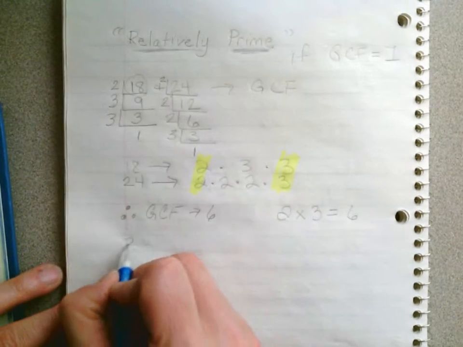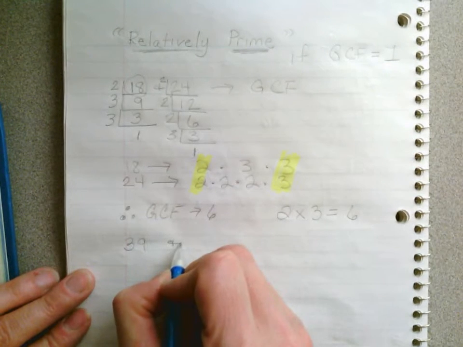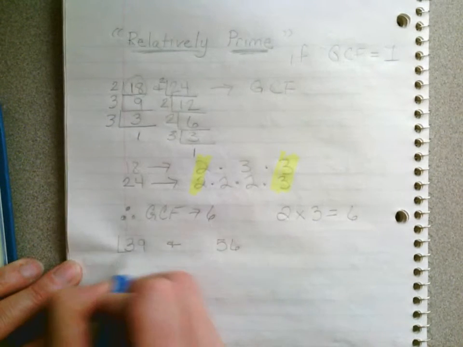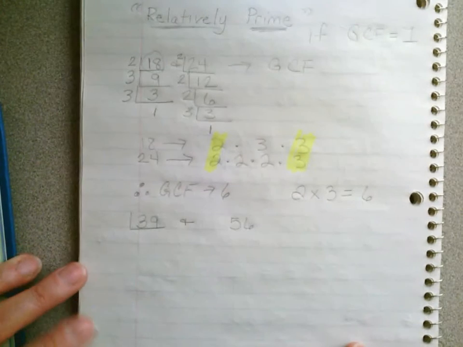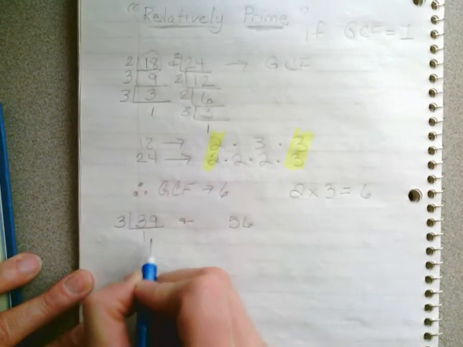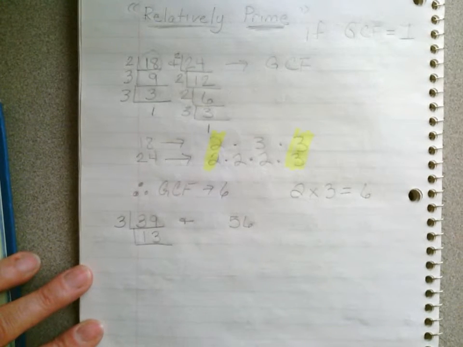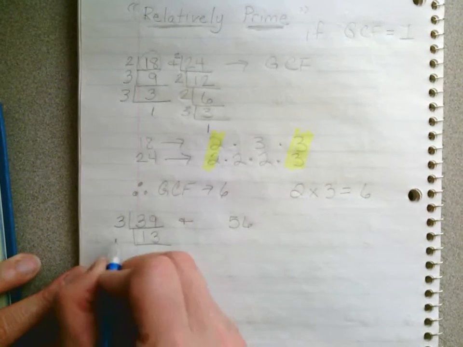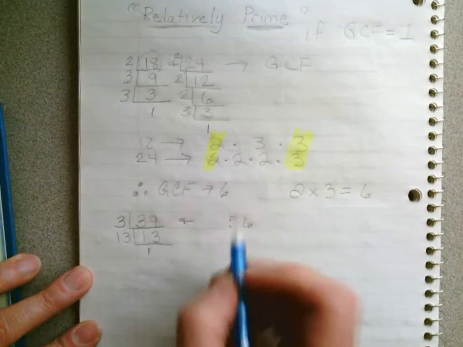Let's do 39 and let's do 56. Is 39 divisible by 2? Is it divisible by 3? What's the quotient? 13. 13 is a prime number, isn't it? Which means it's only divisible by itself and 1. So what's it divisible by? Okay, 3 and 13.